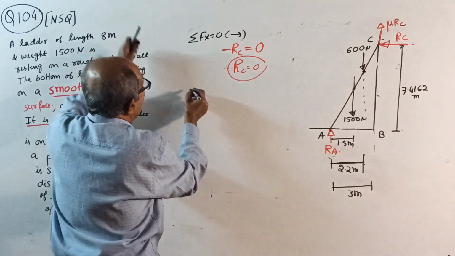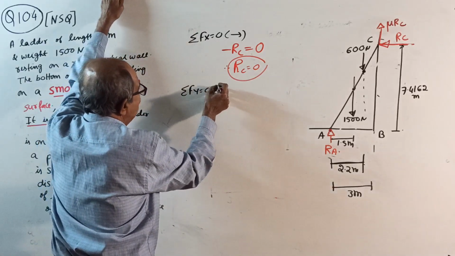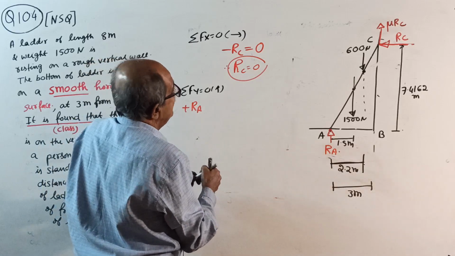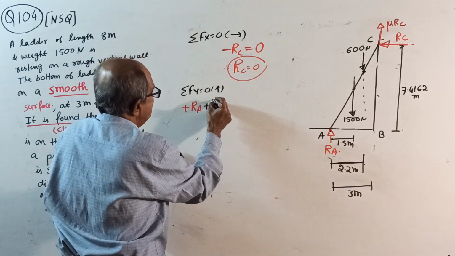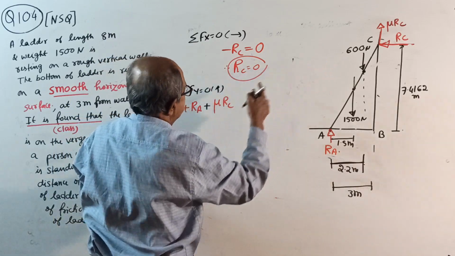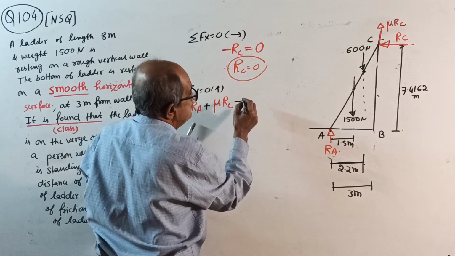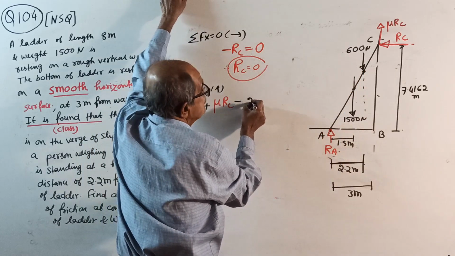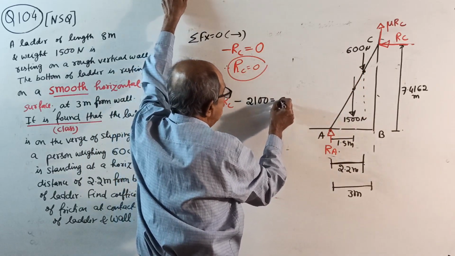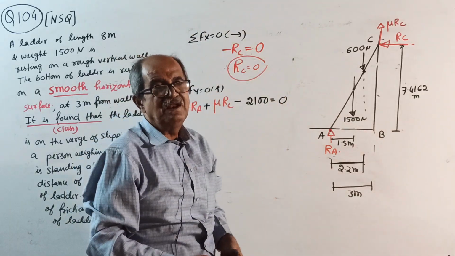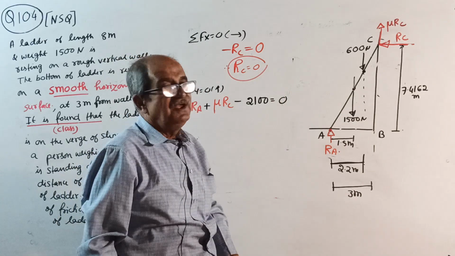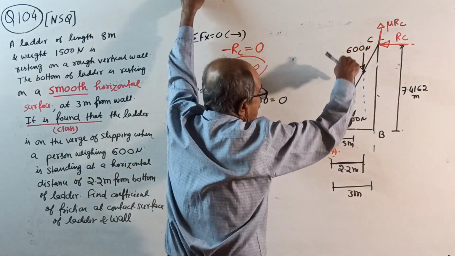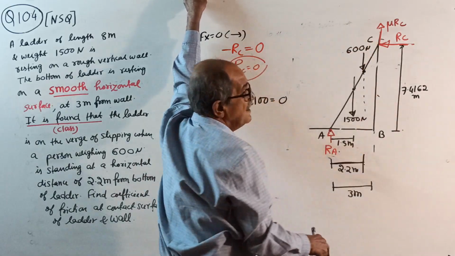Then sigma Fy equal to 0, upward positive: plus RA plus mu RC minus, I saved the time this time, 1500 and 600. Total how much? Minus 2100. I hope nobody has an objection. If you have an objection, I don't care. But if you are systematically solving, plus RA plus mu RC minus 1500 minus 600 equal to 0.